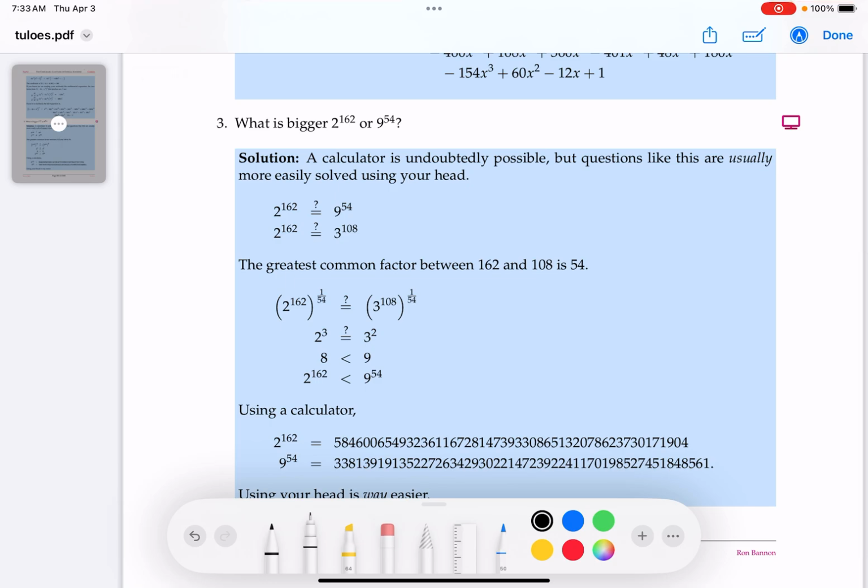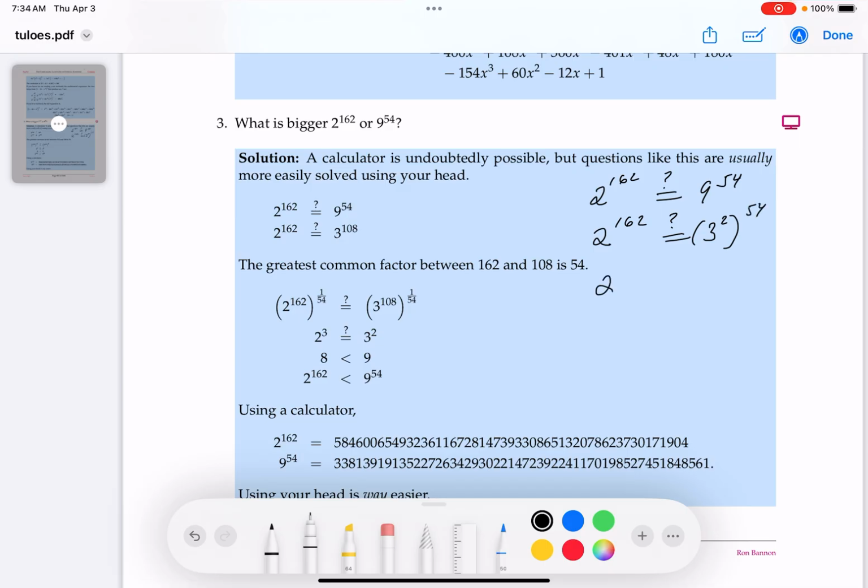But let me just go through it real quick. I'm giving a comparison between 2 to the 162 and 9 to the 54, and they're asking which one's bigger. The first thing I would do is write it so I can deal with a simpler base. The first one, I can't make 2 any simpler, so that's 2 to the 162. And over here, I can certainly make the 9 simpler by saying 3 squared, to the 54 power.